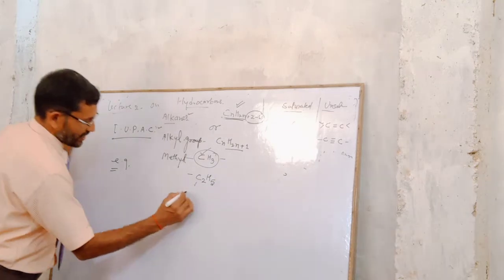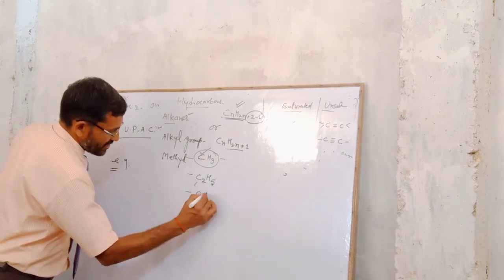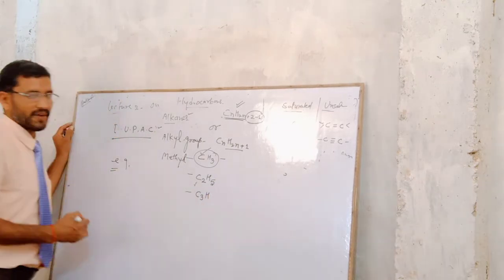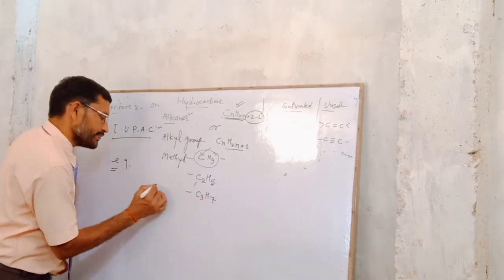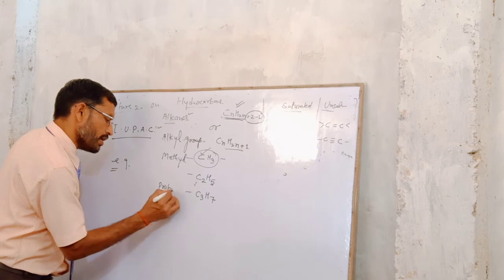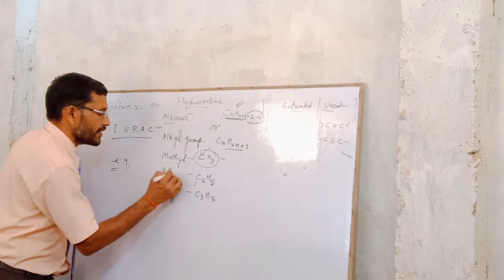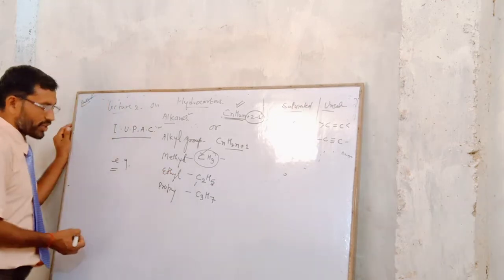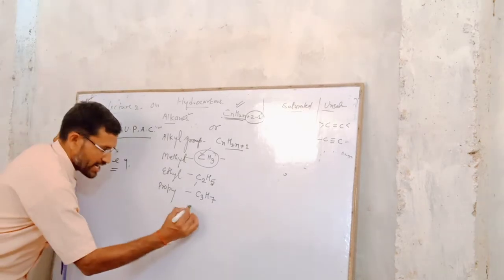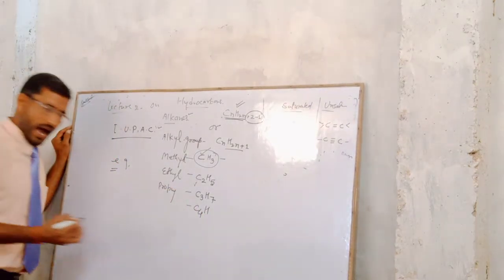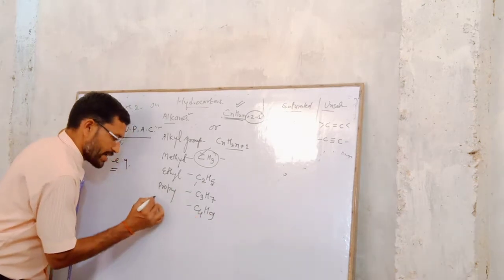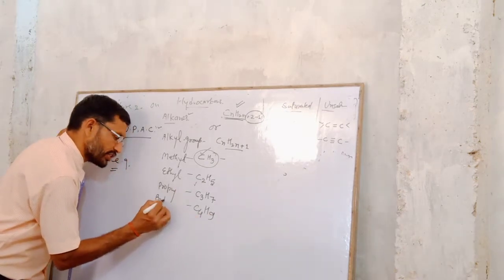Similarly, for 3 carbon C3, what should be the number of hydrogen? 7. What should be the name? Propyl. Here is the ethyl. Suppose that we have 4 carbon. Similarly, and so on. What should be the hydrogen number? 9. So what should be the name? Butyl. Fine.